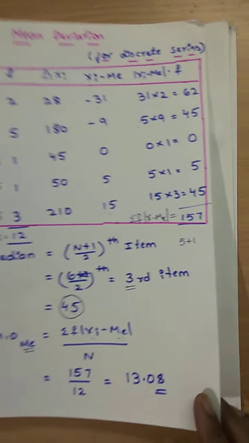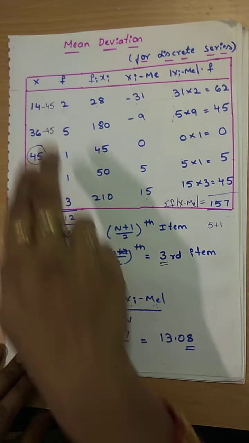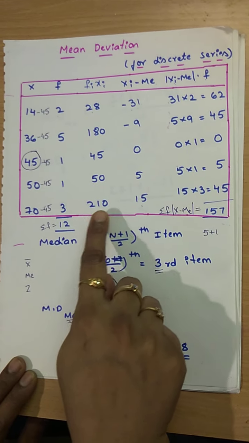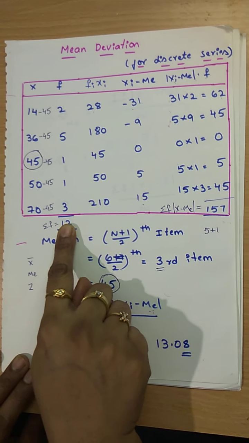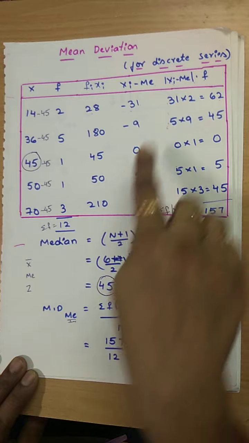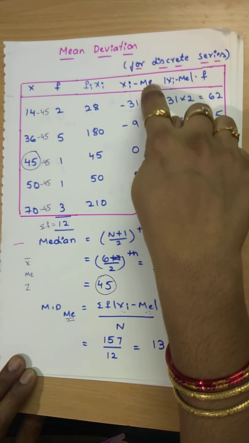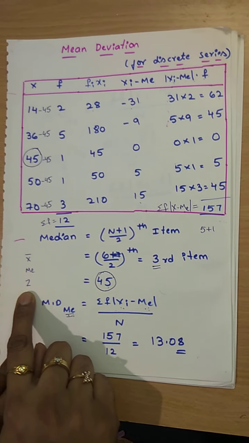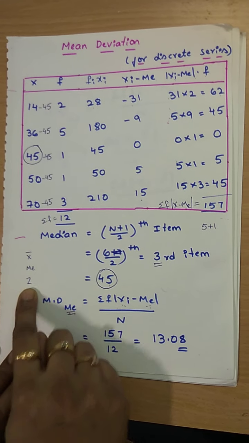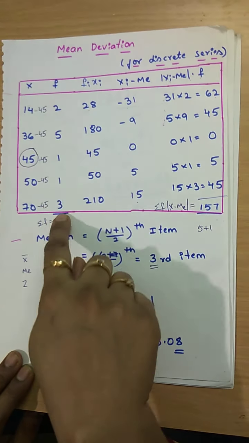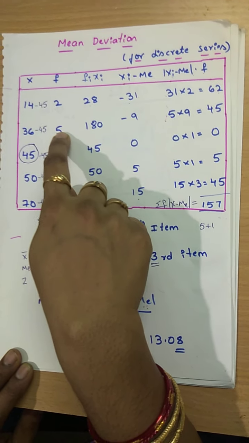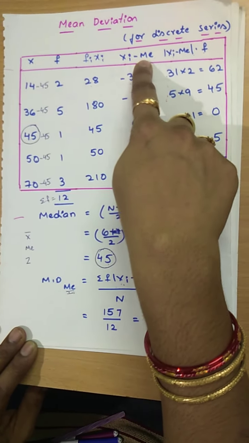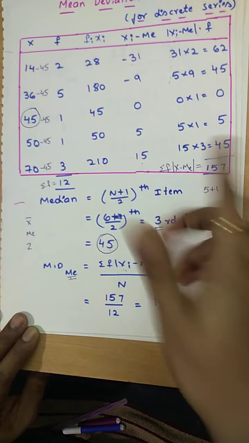In this example I have calculated the mean deviation by using the median method. For the mean method, we need to find the summation of fi xi total divided by summation f. We will get one value, that is x bar, so we substitute it here. Instead of M we will get x bar. The remaining process is the same. If we want to calculate the mean deviation about mode, we need to find the mode. What is the highest frequency here? 5 is the highest frequency, so the mode will be 36. So in this place 36 will come: xi minus 36, and the remaining process is the same.